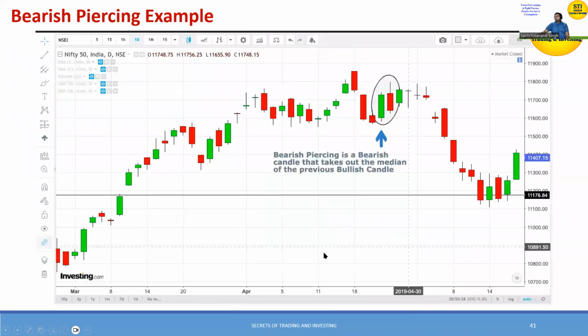Okay. And the example, again Nifty 50. So this is the green candle. Okay, the next candle is the red candle. It is closing below the median of the green candle.